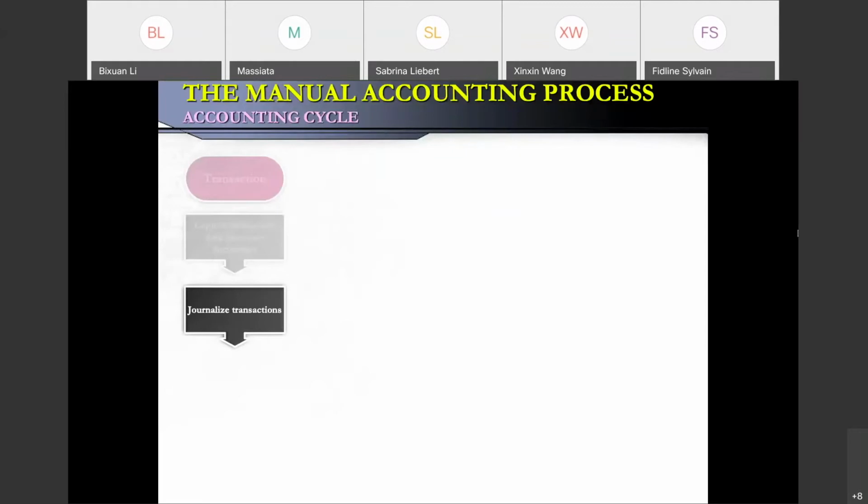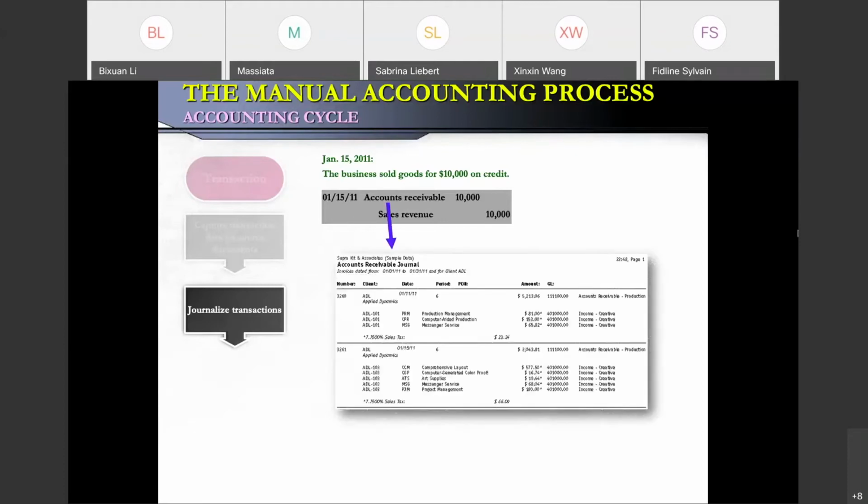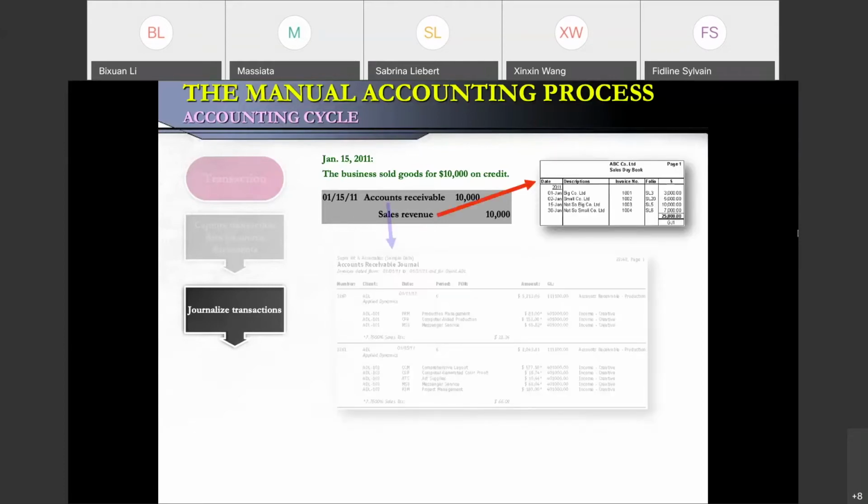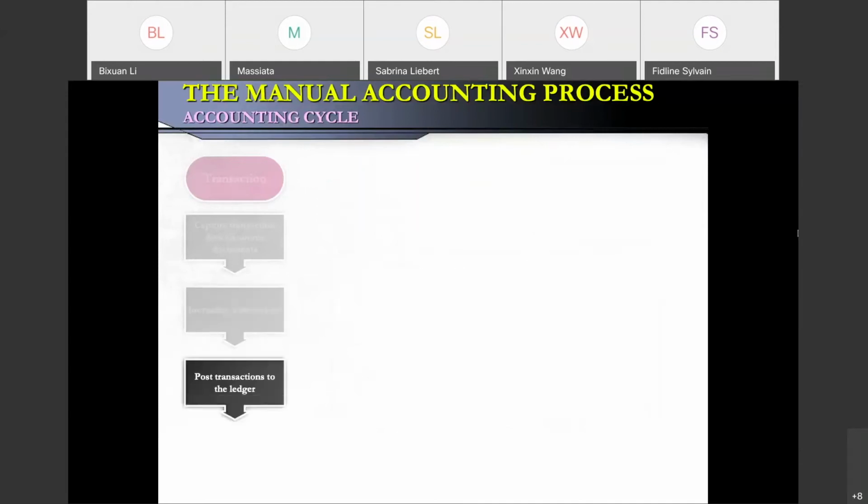Next part, journalizing the transaction. That's actually what she did at her work, right? In business, we do the debit and credit and we put it on the journal. And we have sales day books, stuff like that.